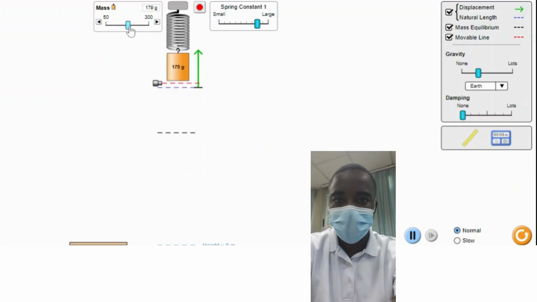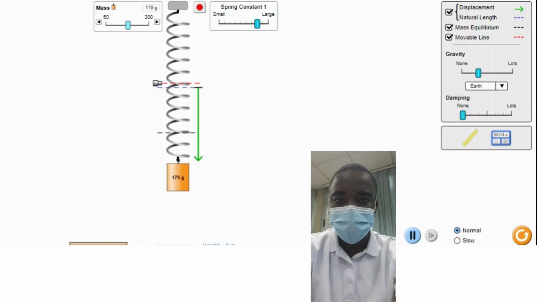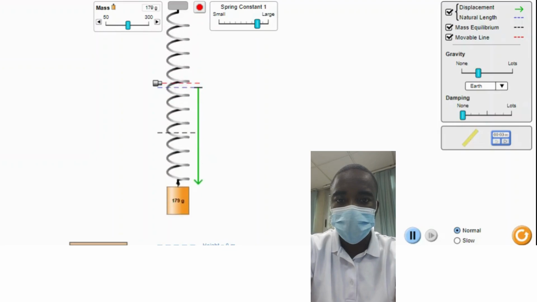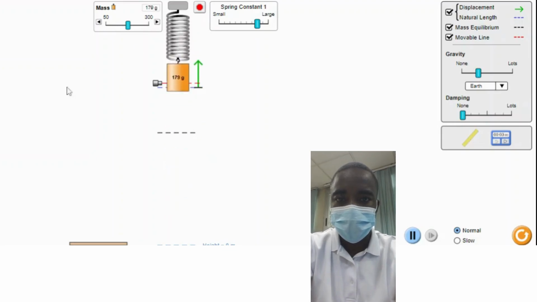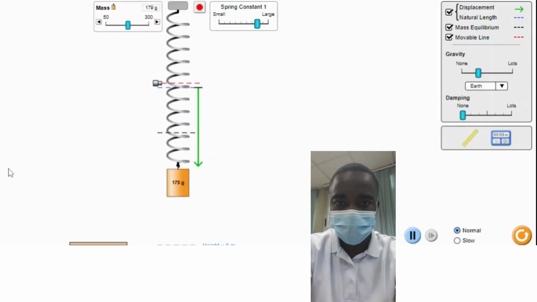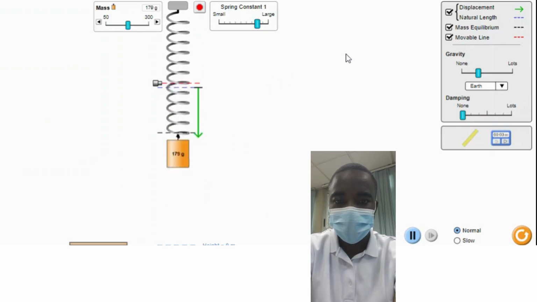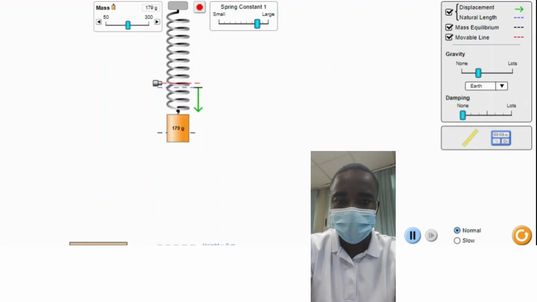Students can observe the oscillation, forces, velocity, acceleration, and energy in the system in real time, helping them to grasp complex ideas more easily. The simulation offers immediate feedback, allowing students to see the results of their adjustments instantly. This helps correct misunderstandings quickly and reinforces learning through trial and error.